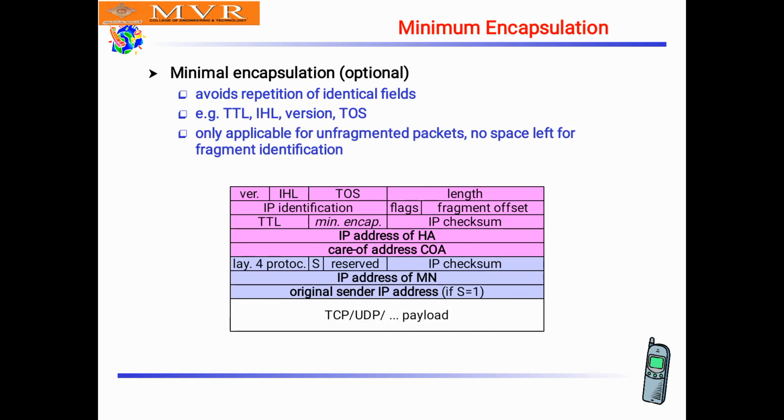The second type is minimum encapsulation. In minimum encapsulation, it avoids repetition of identical fields, for example TTL, IHL, version and TOS. It is only applicable for unfragmented packets, so there is no space left for fragment identification here. In this, the version, TOS, length, and IP identification are based on the fragment offsets, and minimum encapsulation is taken.